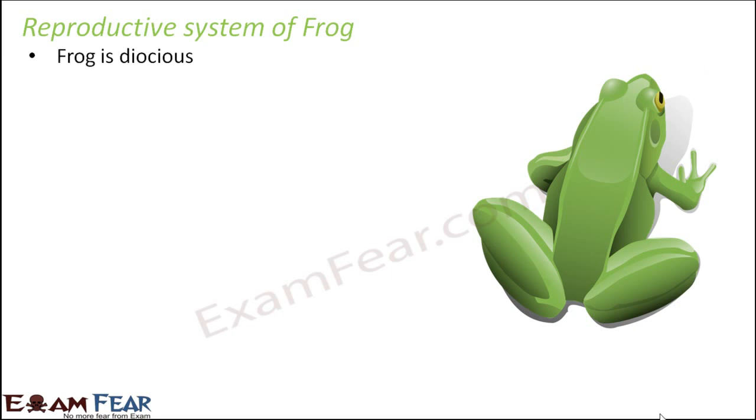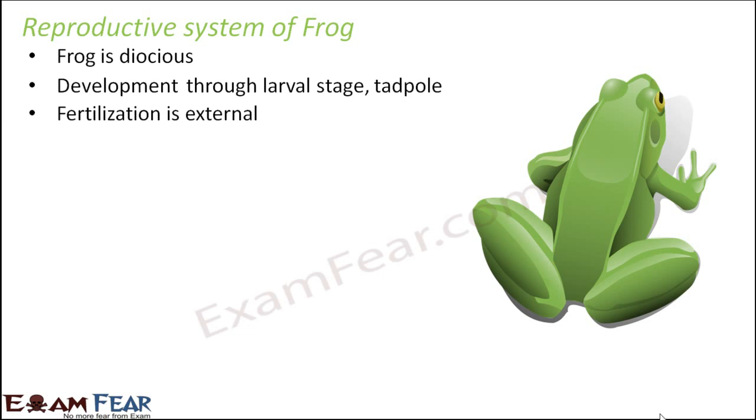Frog is dioecious, that is, they have separate sexes, a separate male frog and a separate female frog with different organs. Development is not direct, it happens through a larval stage called tadpole. It is not that a young one is formed and that is a frog. First it forms a tadpole and then over due course of time it forms a frog. So it is indirect development. Fertilization is external, so the fusion of the egg and the sperm happens externally, it doesn't happen inside the body of the female.